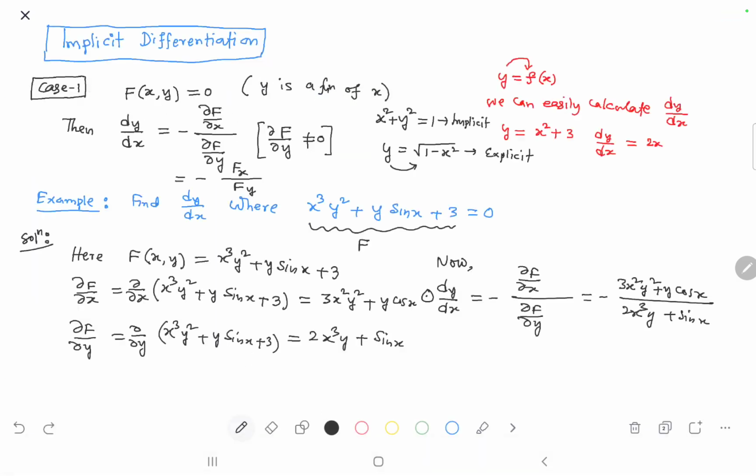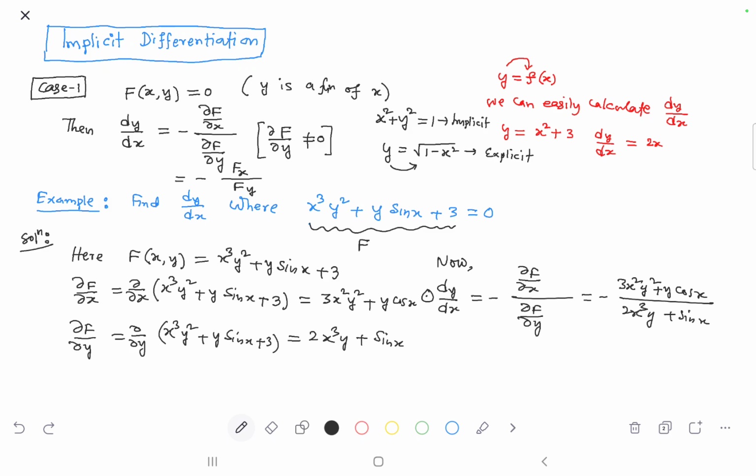So in this lecture, we have seen that if you have a function y of the variable x, but suppose it is not explicitly given that y is a function of x. Suppose there is a relation between x and y given, and they ask to find dy/dx. How do you do that? You have to apply the implicit differentiation formula.